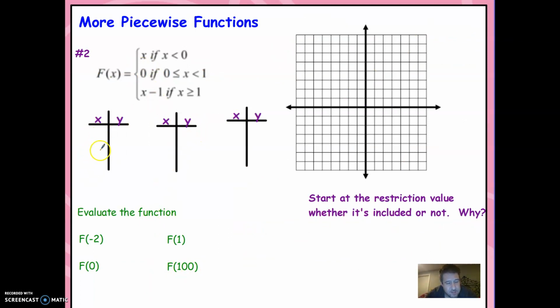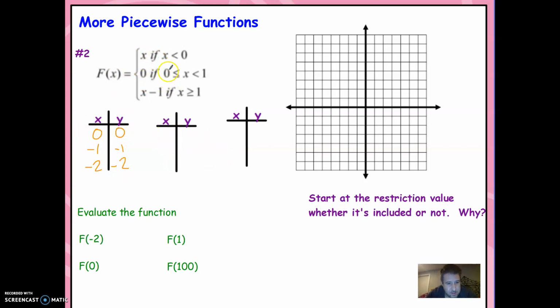Let's see. Very similar to the last question I just did with some evaluating down here. So there are three different pieces, so I have three different function tables. If x is less than 0, I'm going to start with the restriction. Start with 0. Anything less than it would be -1 or -2. So if I put these numbers into this equation, put 0 in for x, I get 0. Put -1 in for x, I get -1. And okay, so it's really just x.